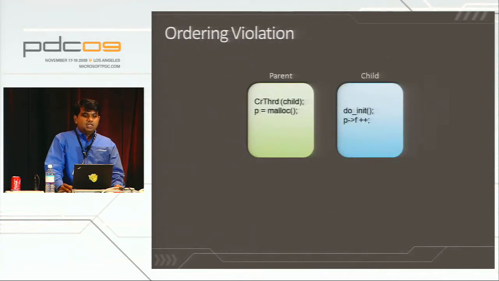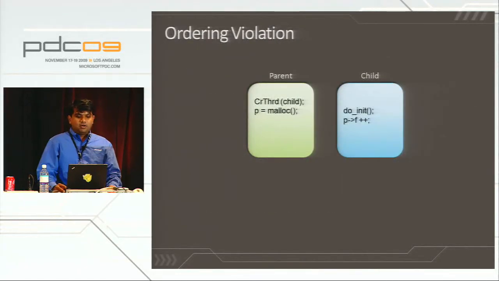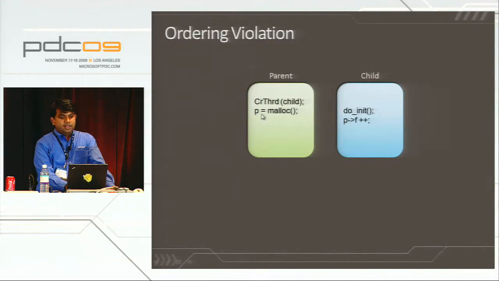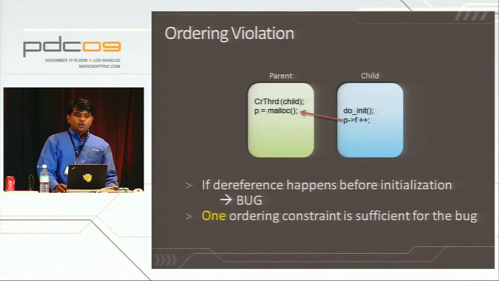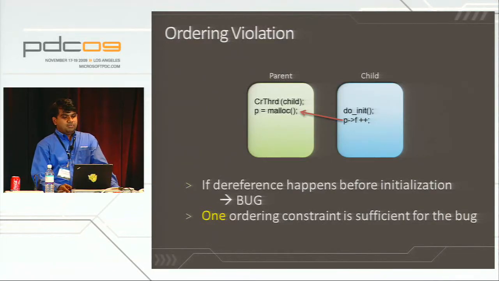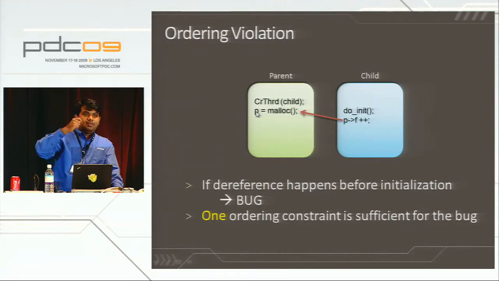Here is a classic ordering violation. This thread creates a thread called child, and then initializes the memory P. It should have done it the other way around, because there's a race condition: while the parent is allocating this memory, the child could dereference it, and there can be a bug. If you look at how the scheduler can force this bug, it needs to get just one thing right: it needs to schedule this instruction before this instruction. It just needs that one constraint, and then you find the bug.